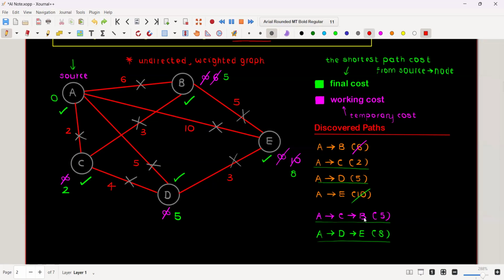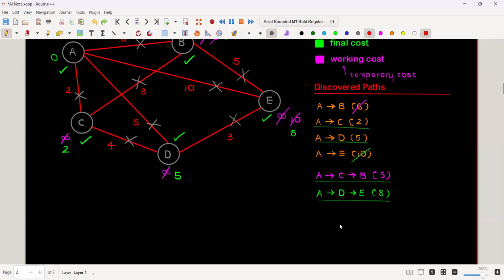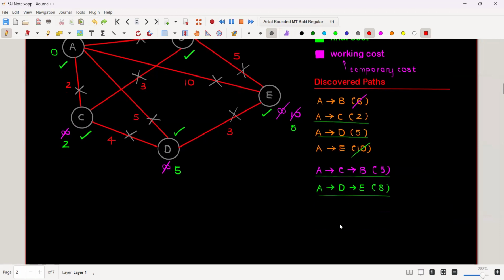And in the exam, you may have to write down what the shortest paths are, and you may have to also write down what their total path cost is. But here you can see them very clearly. The final shortest path cost from A to C is the direct path, which is 2. A to D is the direct path of 5. A to B is the indirect path, that is A to C and then to B. And then the A to E is shorter if you go via D. A to D to E is the shortest path.